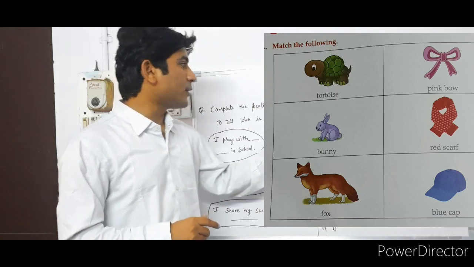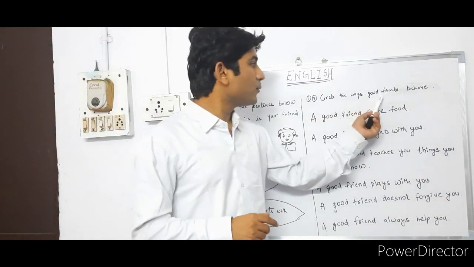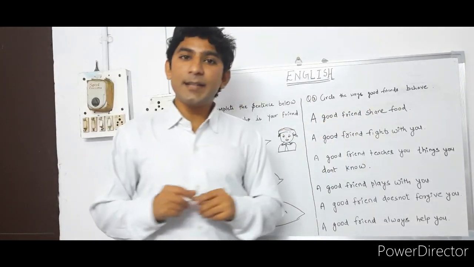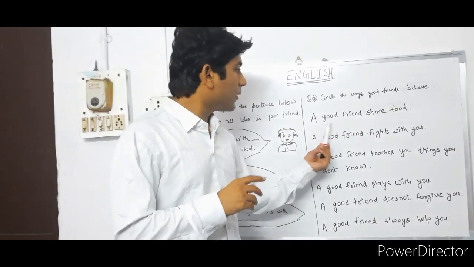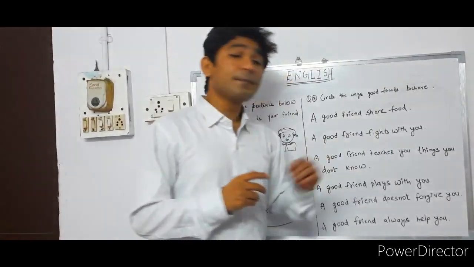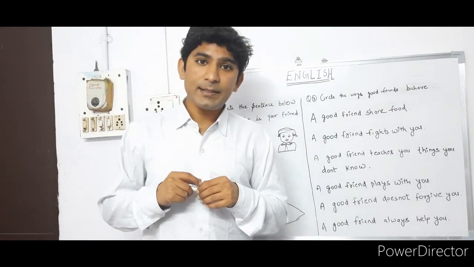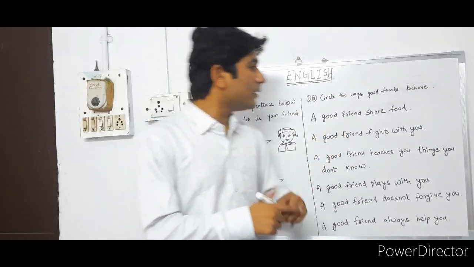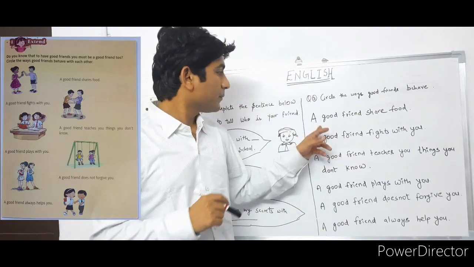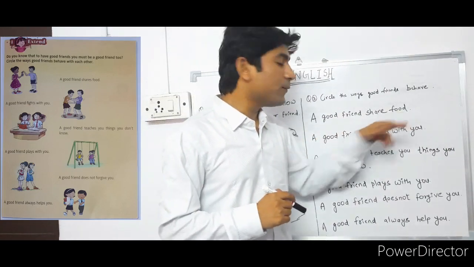Now moving to our third question. Circle the ways a good friend behaves. अच्छे दोस्त कैसे बिहेव करते हैं ये हमको उसमें सर्कल करना है. A good friend shares food. Does a good friend share food? Good friend food share करते हैं? Yes. So we'll circle the picture. In the worksheet there's a picture. You'll have to circle that picture. So a good friend shares food.